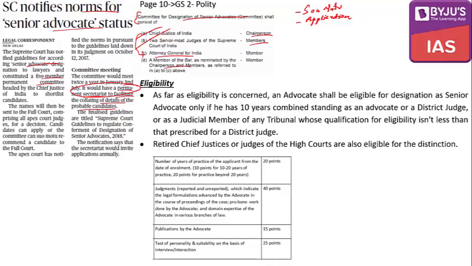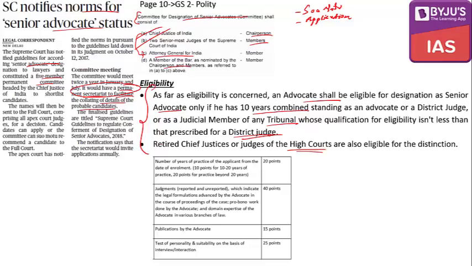So with respect to eligibility, what is being said is, an advocate shall be eligible for designation of a senior advocate only if he has 10 years combined standing as an advocate or a district judge or a judicial member of any tribunal whose qualification for eligibility isn't less than that prescribed for a district judge, and at the same time it says retired chief justices or the judges of the high courts. So both these people would be eligible for actual designation of the senior advocate.